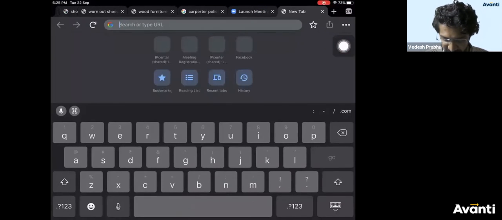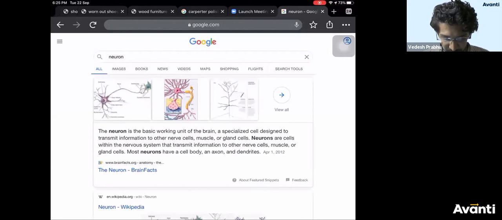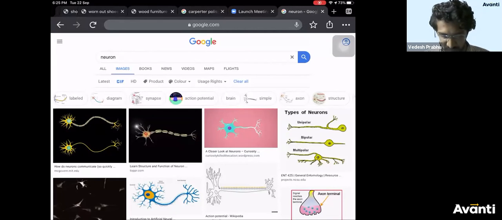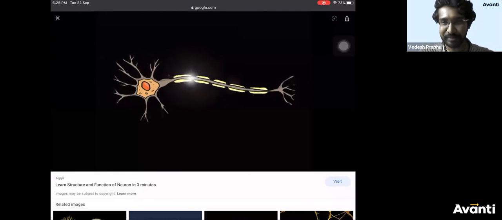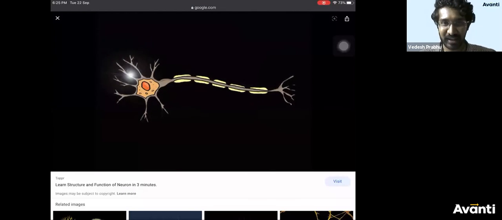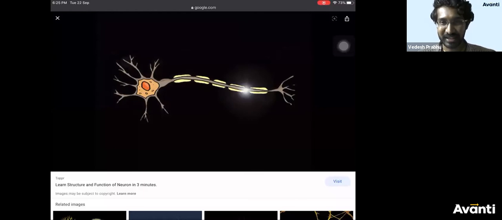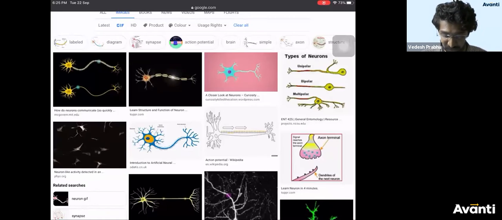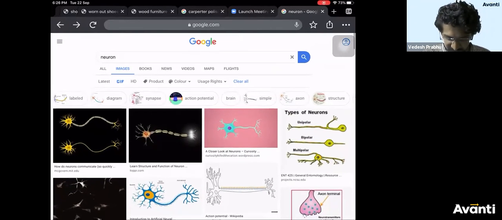So this is your neuron, and this is how it looks. As you can see, the flashing light is your electric impulse or electric signal. This is just one neuron. But how is it connected to so many other neurons? I'm going to show you that. Neuron, synapse.